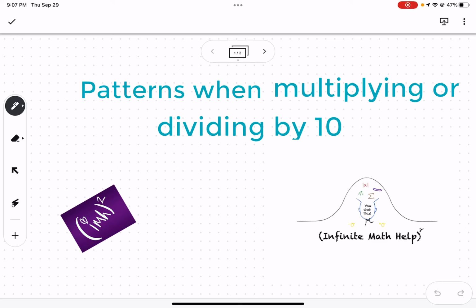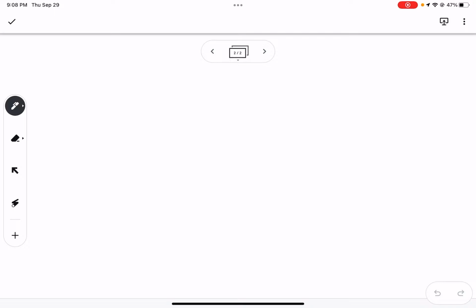As promised, this video is going to quickly go over patterns that we find when multiplying or dividing by 10. So what I would like you to do is grab a calculator if you don't have it, and then go through the prompts that I give you, and you should be able to discover patterns, right? So hopefully you have your calculator right now, and we'll start with multiplying.